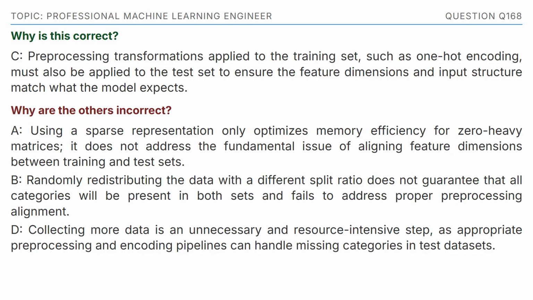B. Randomly redistributing the data with a different split ratio does not guarantee that all categories will be present in both sets and fails to address proper pre-processing alignment. D. Collecting more data is an unnecessary and resource-intensive step, as appropriate pre-processing and encoding pipelines can handle missing categories in test datasets.